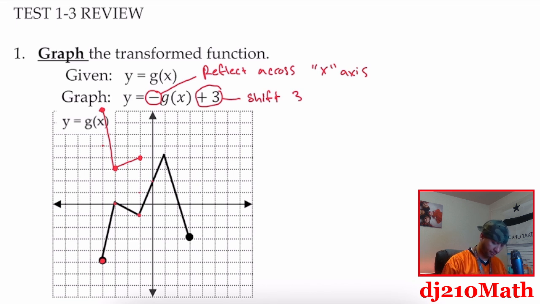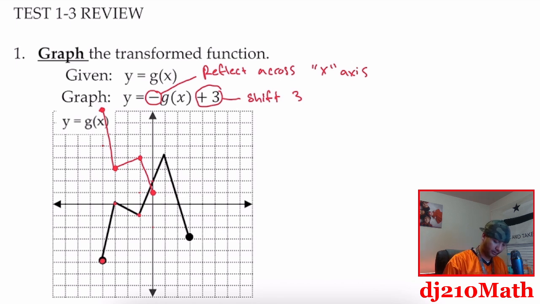The y-intercept, it gets reflected down. So it gets reflected down 2. And now we have to shift up 3. So 1, 2, 3. So this is a prime example of reflect first and then shift. Because if you shift first and then reflect, it would have been a different spot.